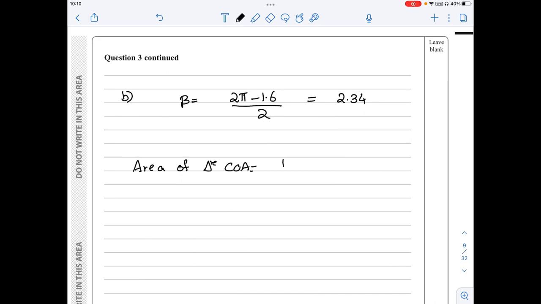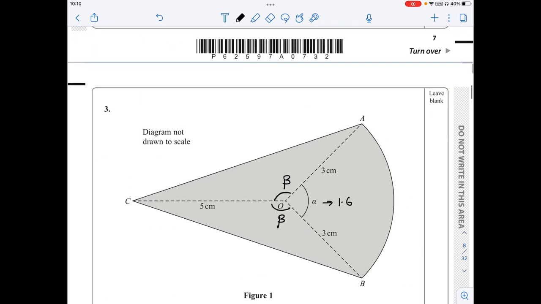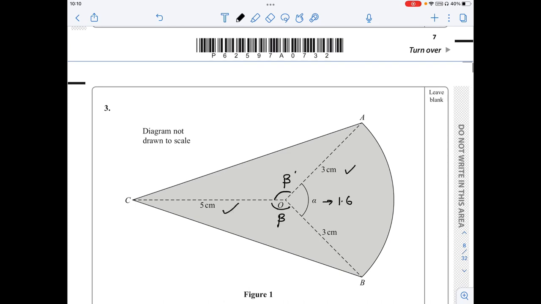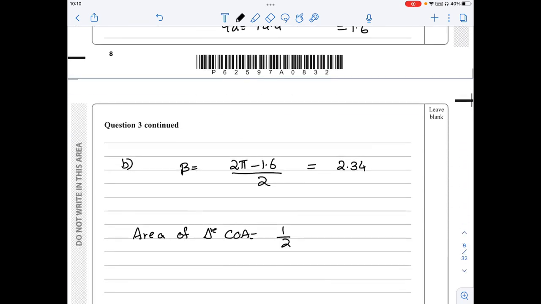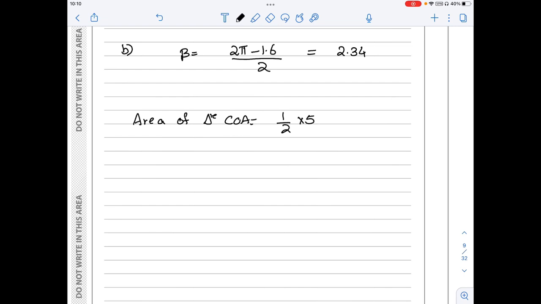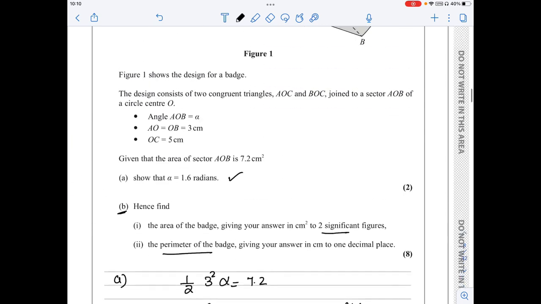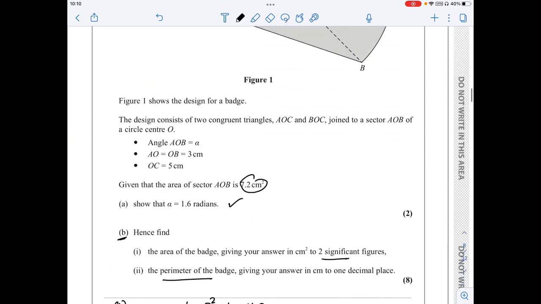Now I am going to find the area of the triangle COA. It is half times 5 times 3 times sine of beta, half times 5 times 3 times sine 2.34. There are two such triangles. Now the area of the sector, has it been given already? Area of the sector is 7.2.